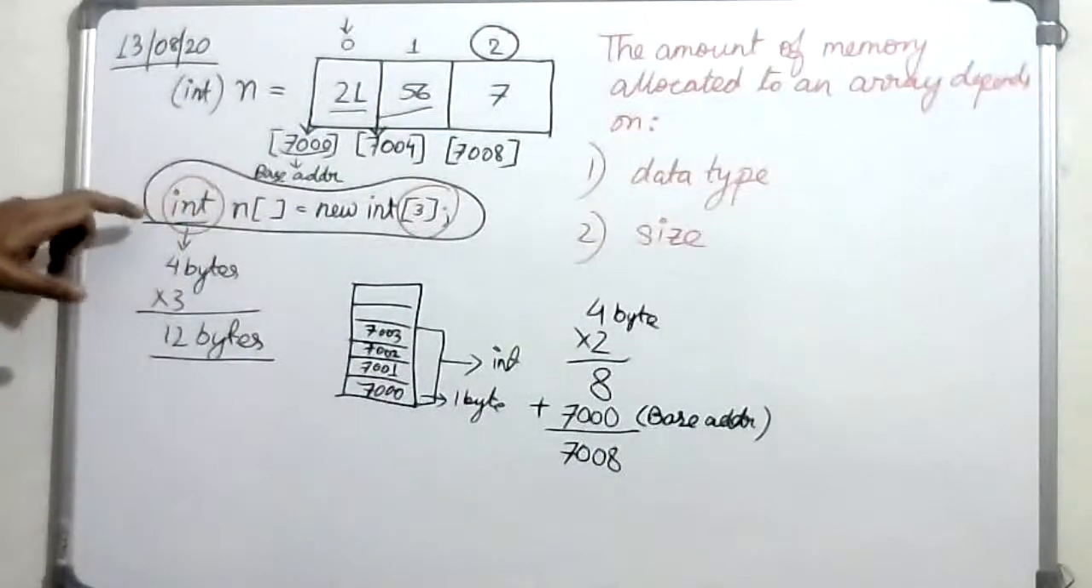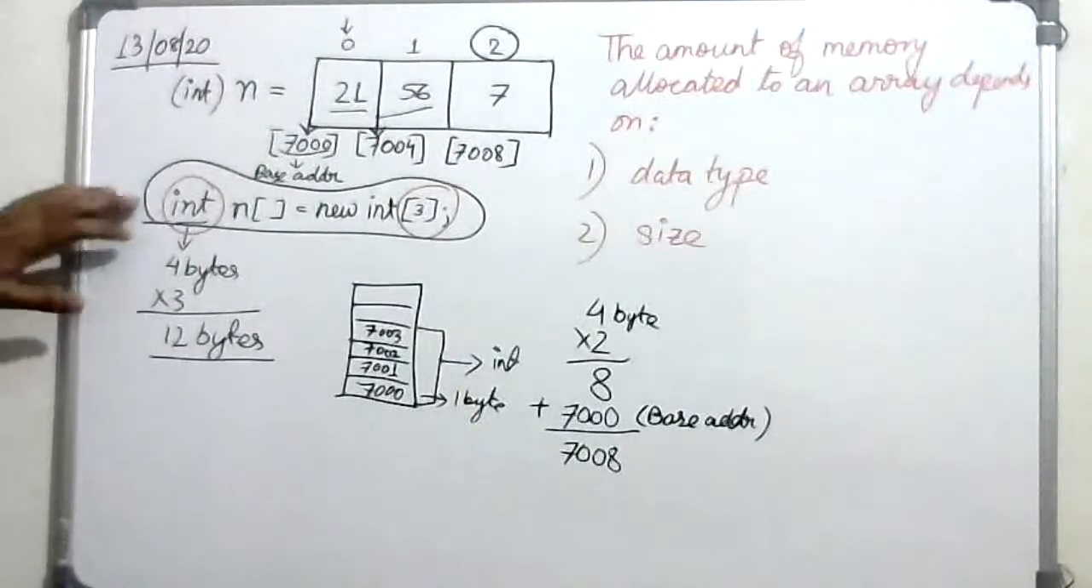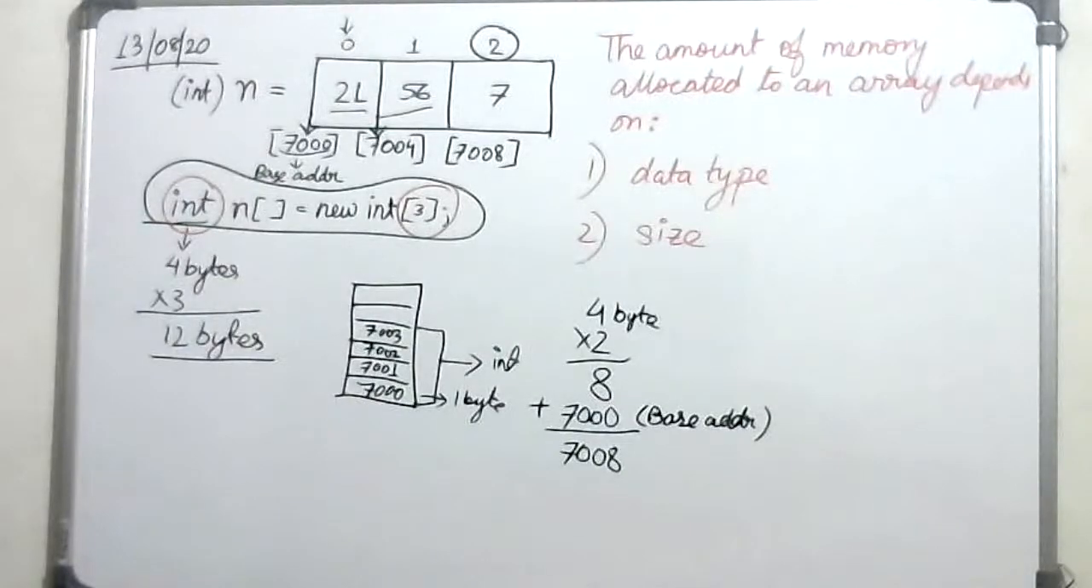From this you'll come to know what data type the array is. You'll know the amount of memory or the size of the data type. You'll know it by default. You should have them memorized.